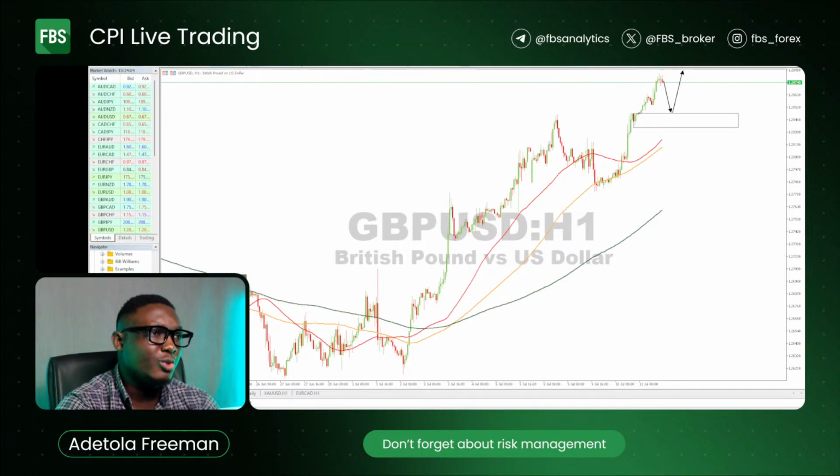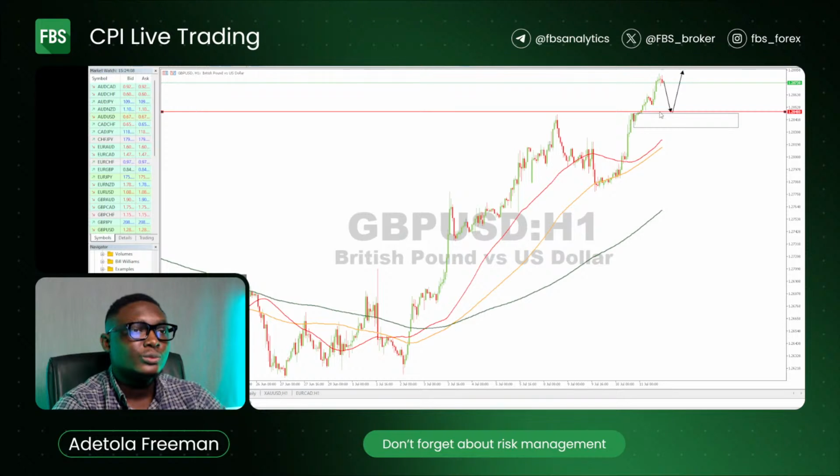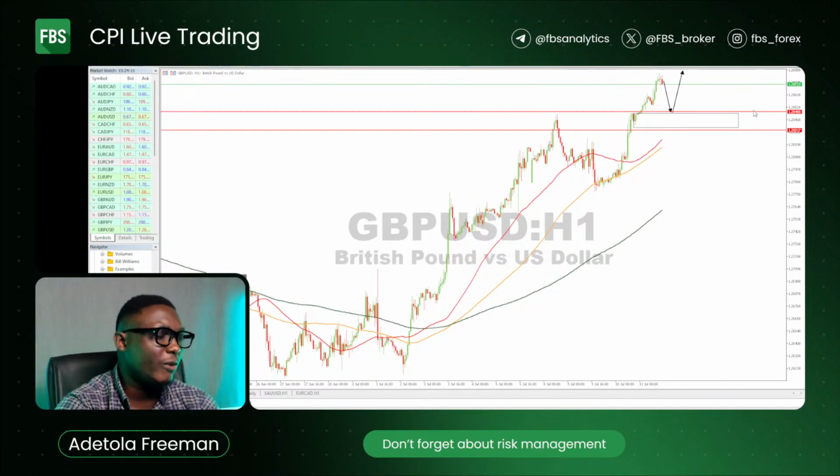Then for GBP USD buy limit, we have our buy limit at 1.28480. All right, and then we have the stop loss for the buy limit at 1.28317.